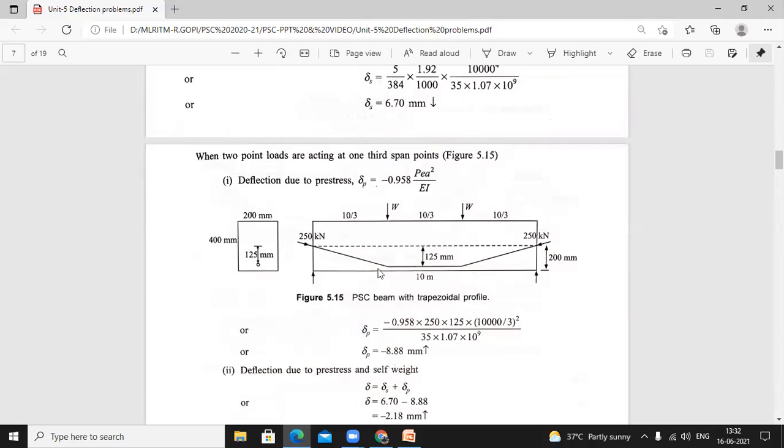So you can see here the beam is separated into thirds. That means 10 by 3. The total span is 10 meter, and you can see 1/3 of 10, 1/3 of 10 and 1/3 of 10. Okay. So the middle portion, 1/3 of 10, has 125 mm eccentricity.